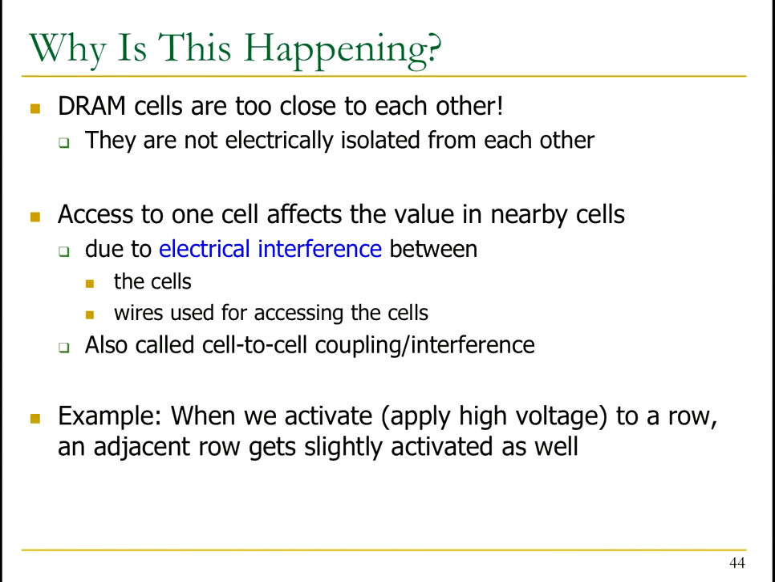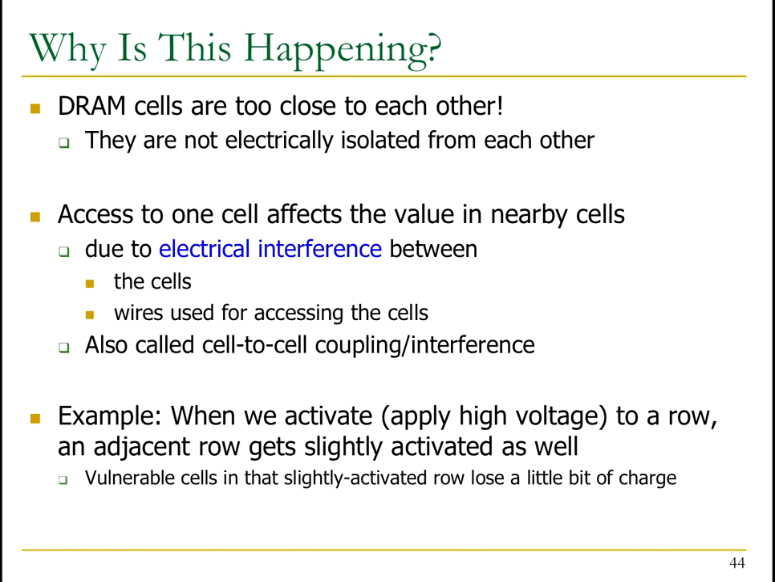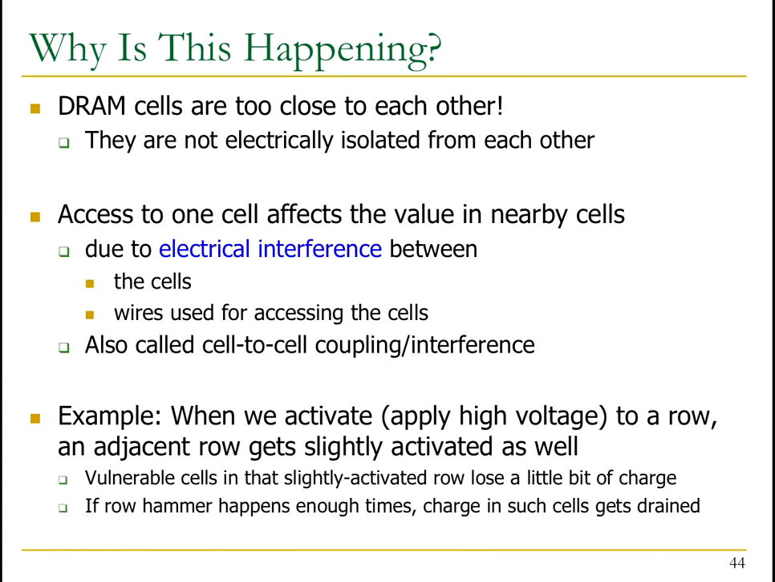I guess I've already given you what I told you. When you activate or apply high voltage to a row, an adjacent row gets slightly activated as well. Slightly, a little bit of voltage goes there, unfortunately. And vulnerable cells in that slightly activated row lose a little bit of charge. And if RowHammer happens, you keep doing it many, many times, charge in such cells get drained. And if the cells are not refreshed before that happens, tough luck, you've lost the data in those vulnerable cells.